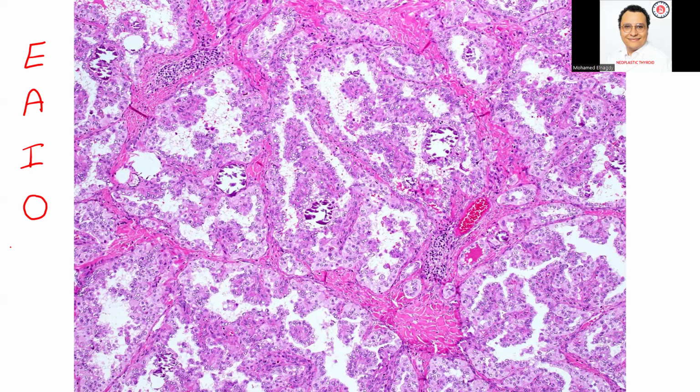I solved 80 questions today. So U is grooving, nuclear grooving. U-shaped nuclear grooving. So EAIOU, and there are psammoma bodies, and there is a papillary architecture. So that's conventional papillary thyroid carcinoma. What's the most common molecular mutation? BRAF. BRAF. B with a B, right? Yes. Okay.